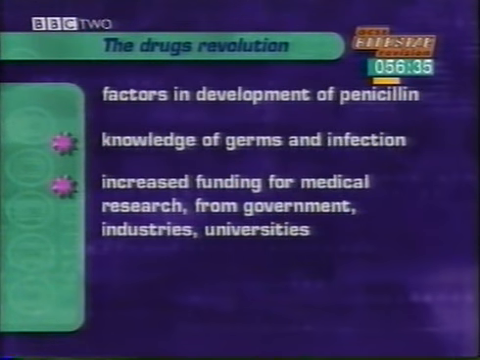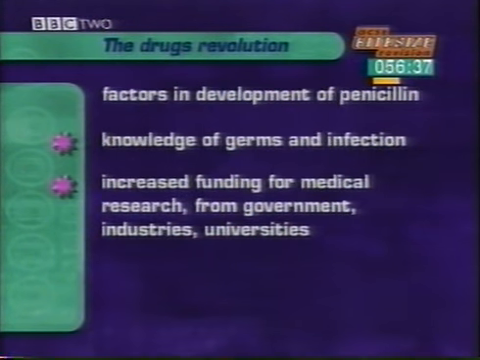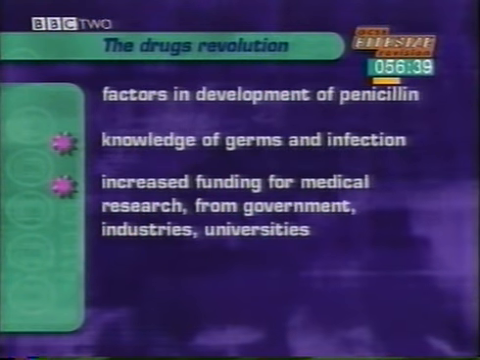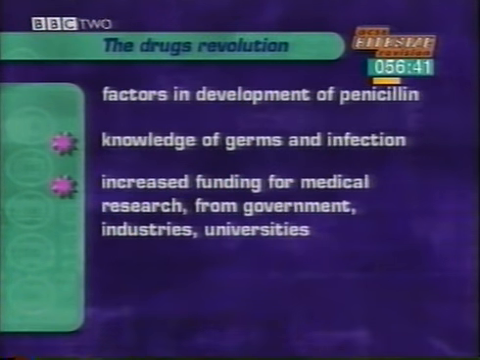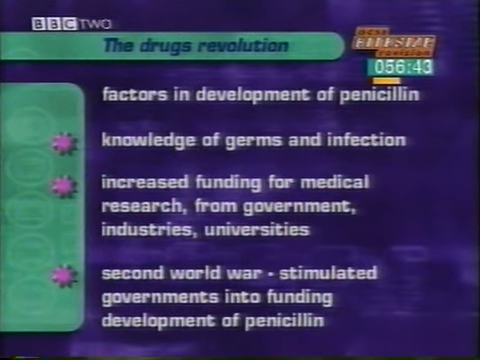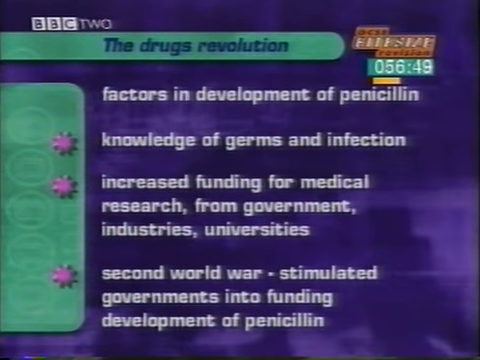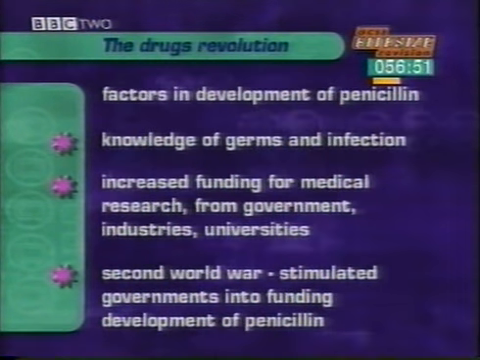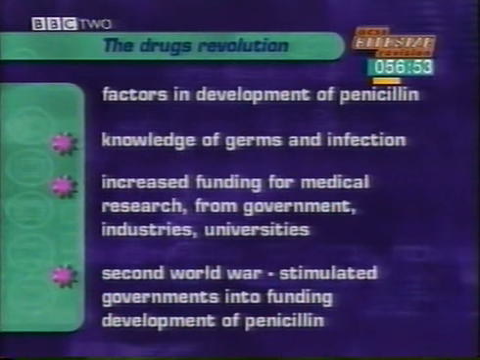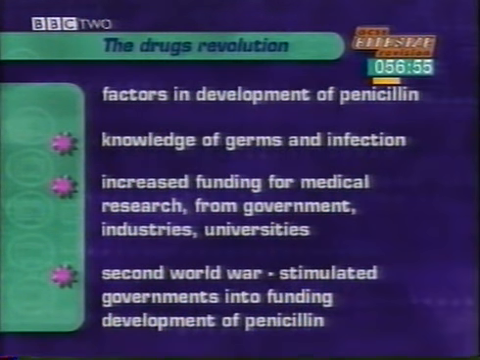Medical research was more and more expensive, and funding increasingly came from government, industry or wealthy universities. The Second World War and its thousands of casualties, it was this that stimulated governments into funding the mass production of penicillin. The success of penicillin was the first in a series of new drug discoveries that one by one enabled doctors to prevent or cure some of the most feared diseases.